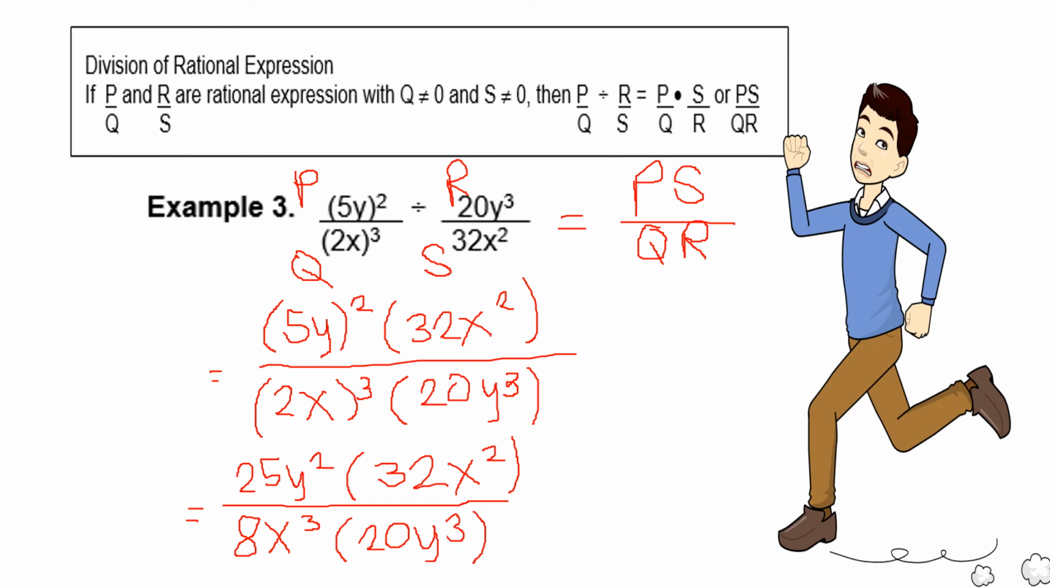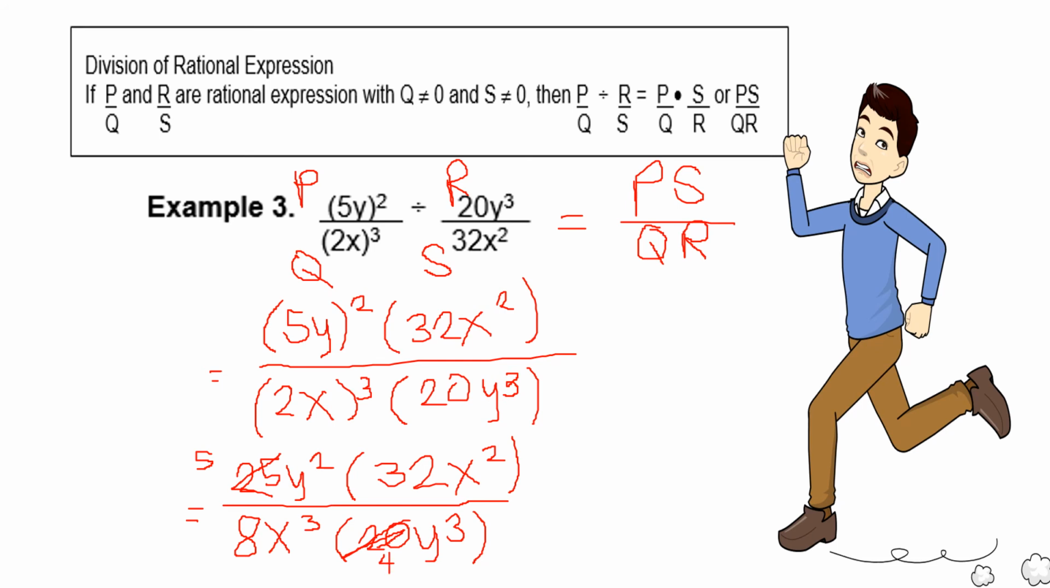So dito, the operation involved with the numerator is multiplication. The operation involved with the denominator is multiplication. So pwede na tayo mag-cancel. Cancel muna. So yung 25, pwede natin i-pair dito sa ating 20. Divisible sila pareho by 5. Divide natin by 5. Common nila ay 5. 25 divided by 5 magiging 5. And then yung 20 magiging 4.